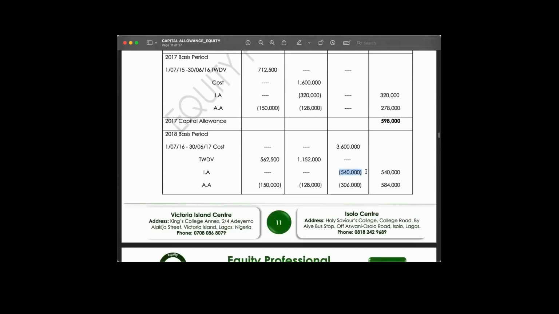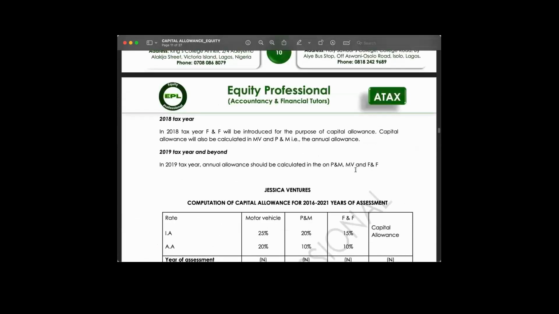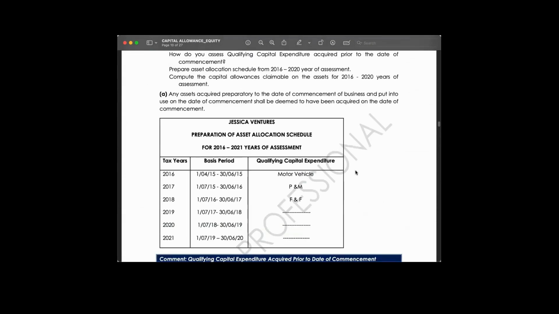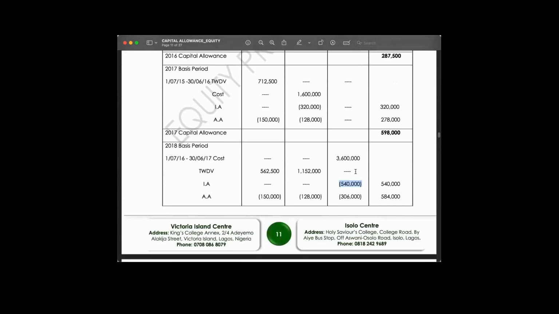That is 3.6 million minus initial allowance. I will have 3.6 minus 540. I will have 3 million and 60,000, right? 3 million and 60,000 is what I will have.